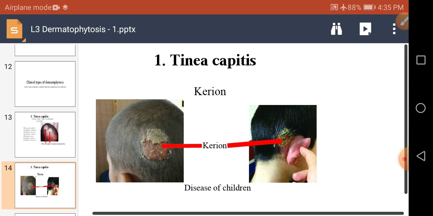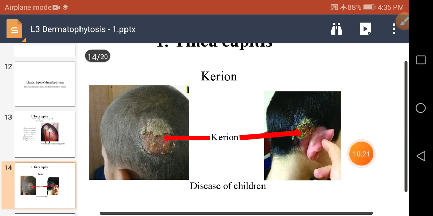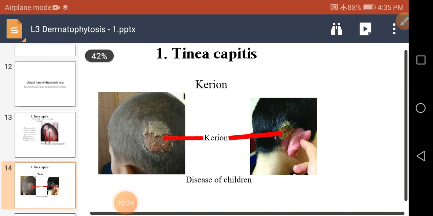You see here the picture on the right hand side. The arrow is pointing to an area which is discharging pus. Bacterial infection is also common as a secondary infection. Also, if the disease is not treated, it may lead to ulceration and scarring with permanent loss of hair.